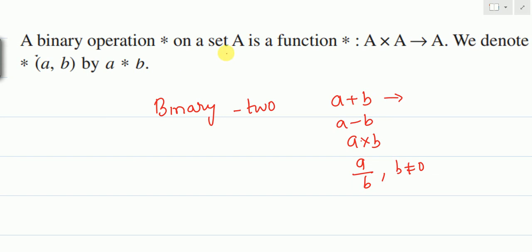A binary operation star on a set A is a function star. Usually binary operation, this function is denoted by the star, from A cross A to A. We denote star of (a, b) by a star b. A star b ಅನ್ನೋದು ಅಡಿಷನ್ ಇರ್ಬೋದು, ಸಬ್ಟ್ರಾಕ್ಷನ್ ಇರ್ಬೋದು, ಮಲ್ಟಿಪ್ಲಿಕೇಶನ್ ಅಥವಾ ಜನರಲ್ ಆಗಿ ಬೇರೆ ಯಾವುದೋ ಒಂದು ಆಪರೇಷನ್ ಇರ್ಬೋದು ಸ್ಟಾರ್ ಅನ್ನೋದು. Finally we can say that it is a function from A cross A to A. It is denoted by star of the ordered pair (a, b) by a star b.